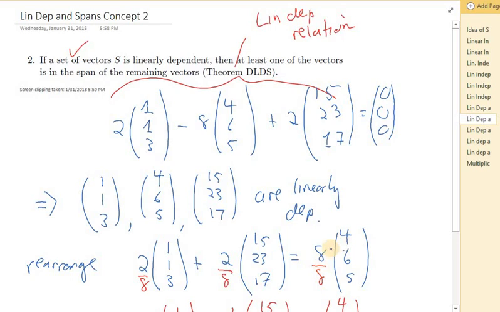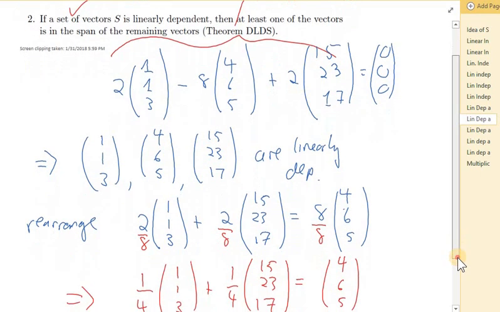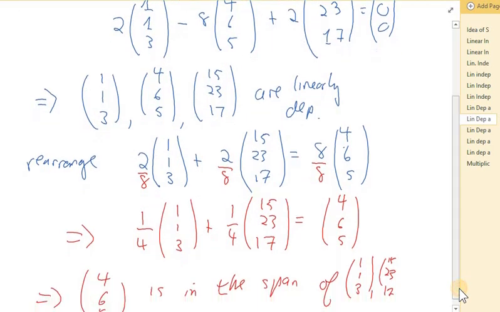Now forget about the red 8s for a moment. Just look at the blue writing. And this 2 times (15, 23, 17), that's the same as this. So forgetting about the red writing, all I did is move this second vector to the other side. Now, if I want to get a linear dependence relation, I want a coefficient of 1 on this vector. So I just go ahead and divide all the coefficients by 8. And if I do that, I end up with a linear combination of (1, 1, 3) and (15, 23, 17) equal to (4, 6, 5). So (4, 6, 5) is in the span of these other two vectors.